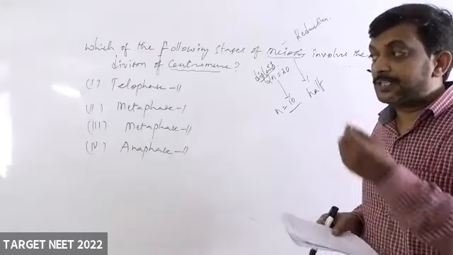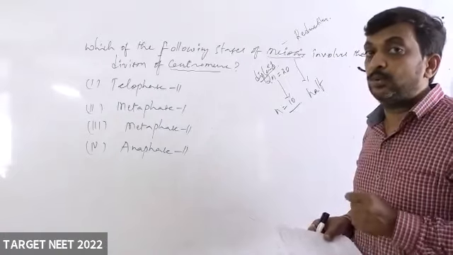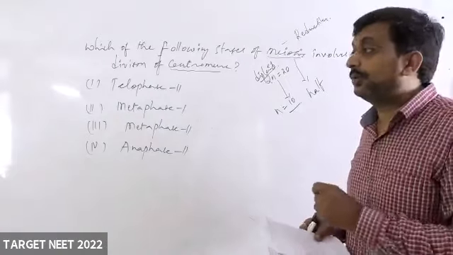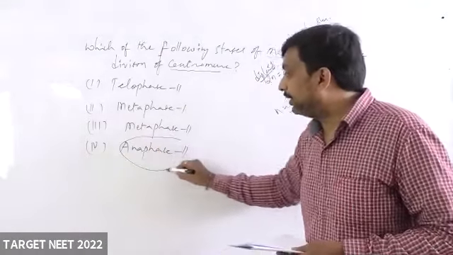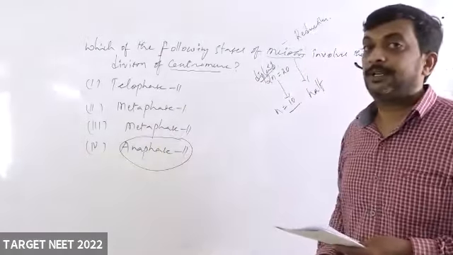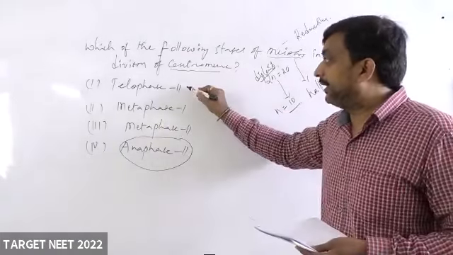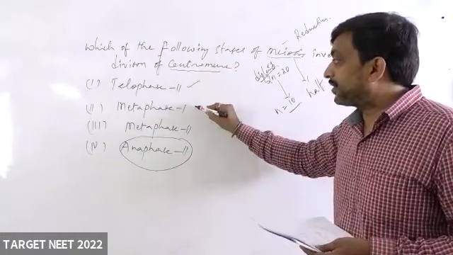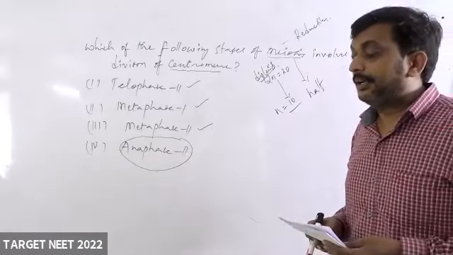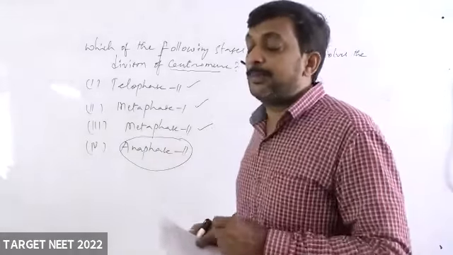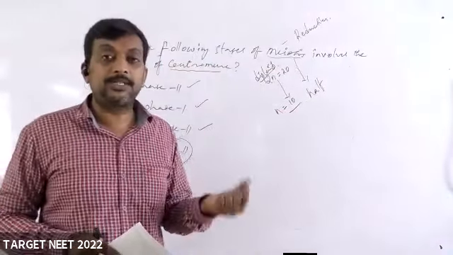The division of the centromere occurs in anaphase 2 of meiosis 2. This is the correct answer. Now, what about the other options? Here it has been given telophase 2, metaphase 1, metaphase 2. These are not related here. Anaphase 2 is characterized by the division of the centromere in meiosis 2.